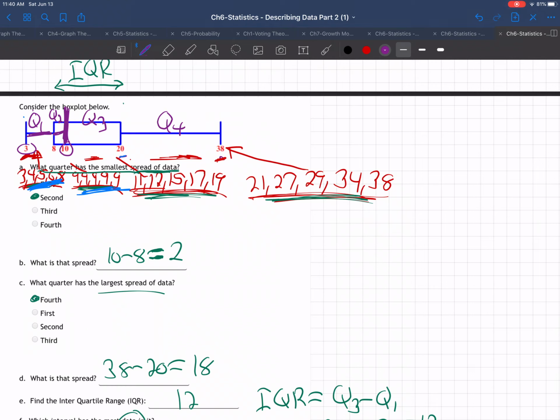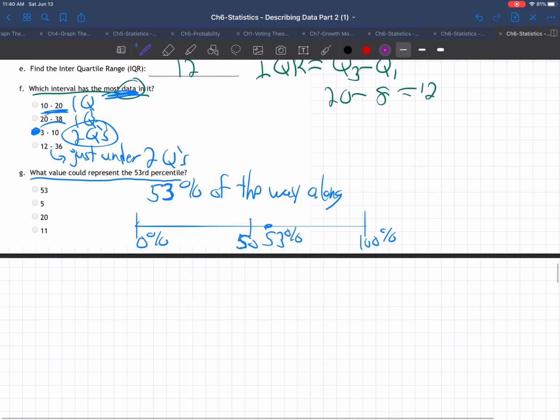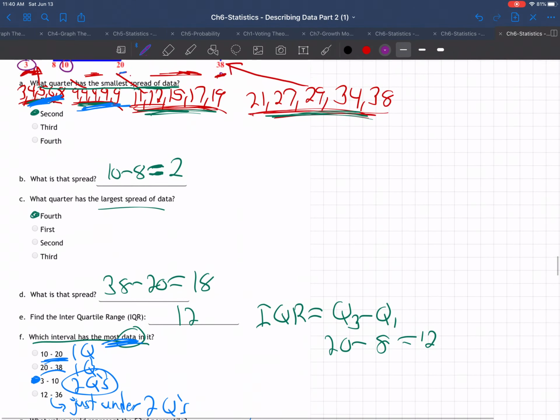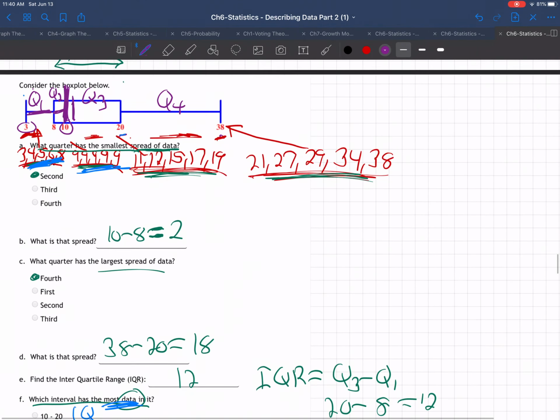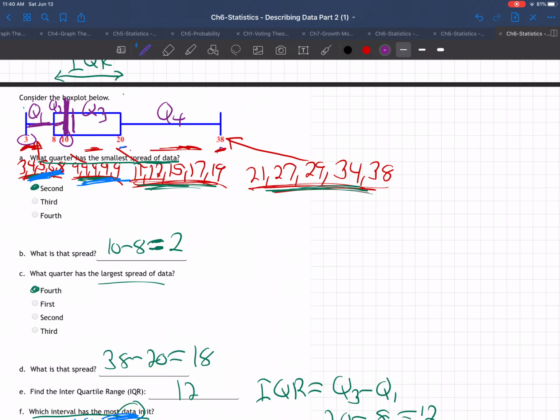right? So if a data value is at the 53rd percentile, if it's 53% of the way along, it's got to be just a little bigger than 10, doesn't it? A little bigger than 10. So it's got to be the 11. It can't be those other numbers, right? If it's the 53rd percentile, it's just past halfway. And the whole trick is, do you realize halfway is 10, even though it doesn't spatially look like halfway?